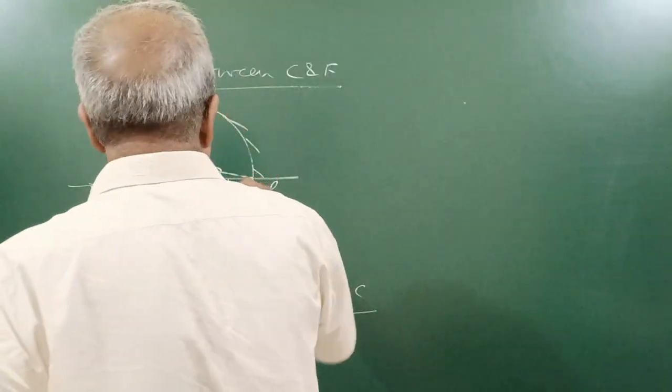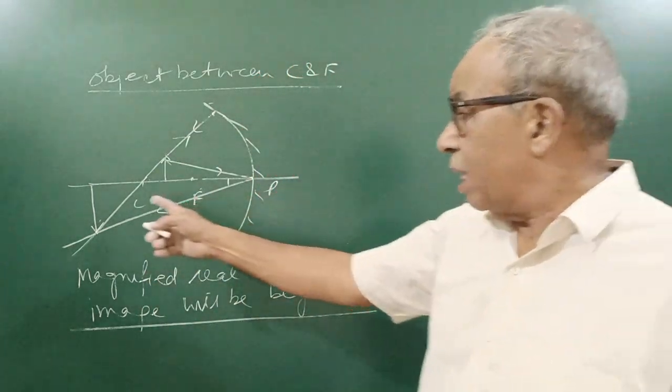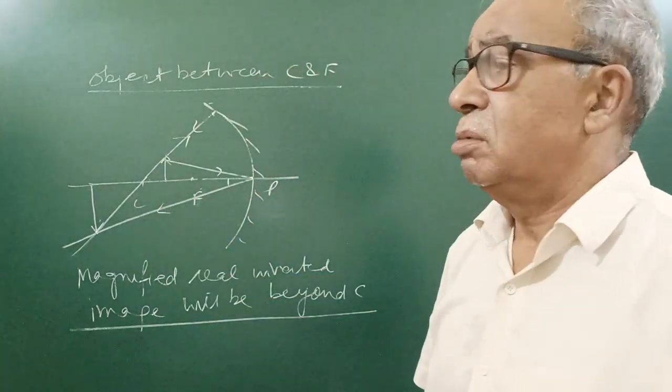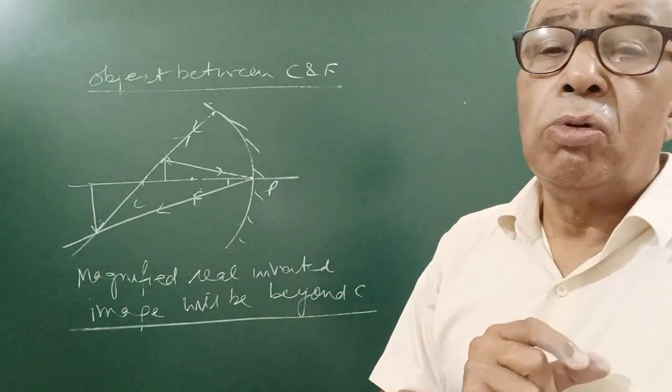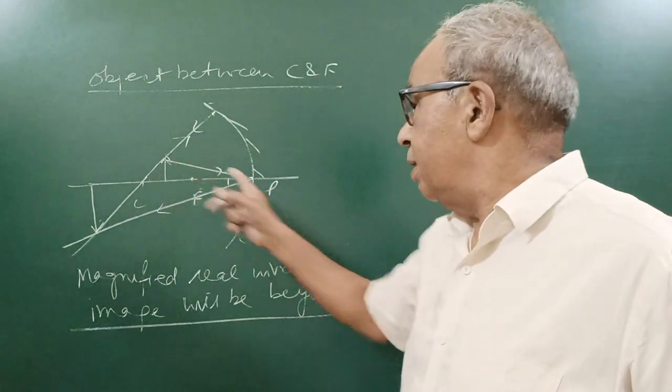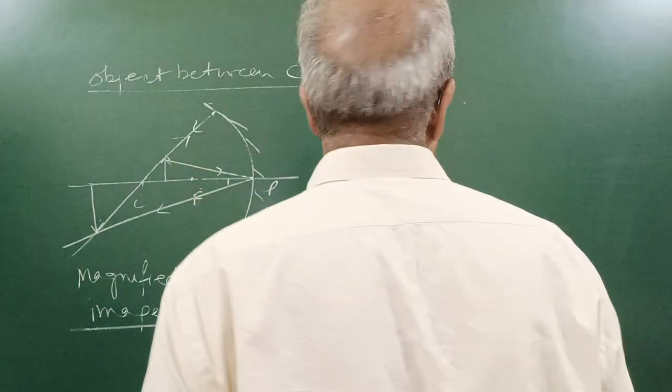Now object at F. I am taking different rays in different cases because this diagram is very helpful. This diagram, when we take a ray parallel to the axis, we take a ray falling on pole. It helps you in making things easy.